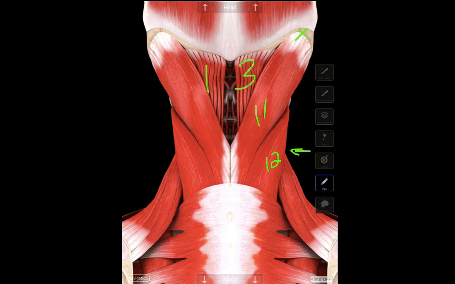13, think big truck. And 14, here's that medial border of the scapula. It's going to elevate the scapula, and hopefully that's a little bit of a hint there for you as well.